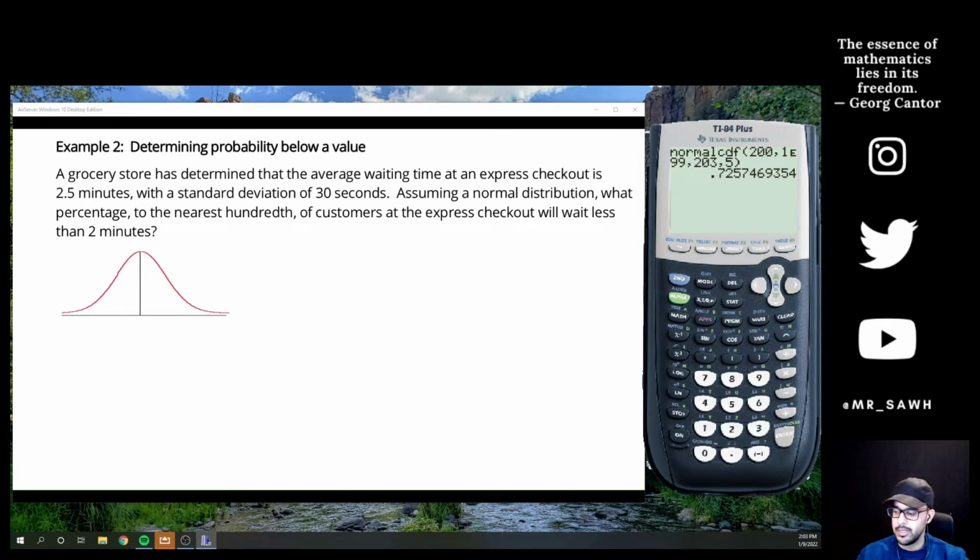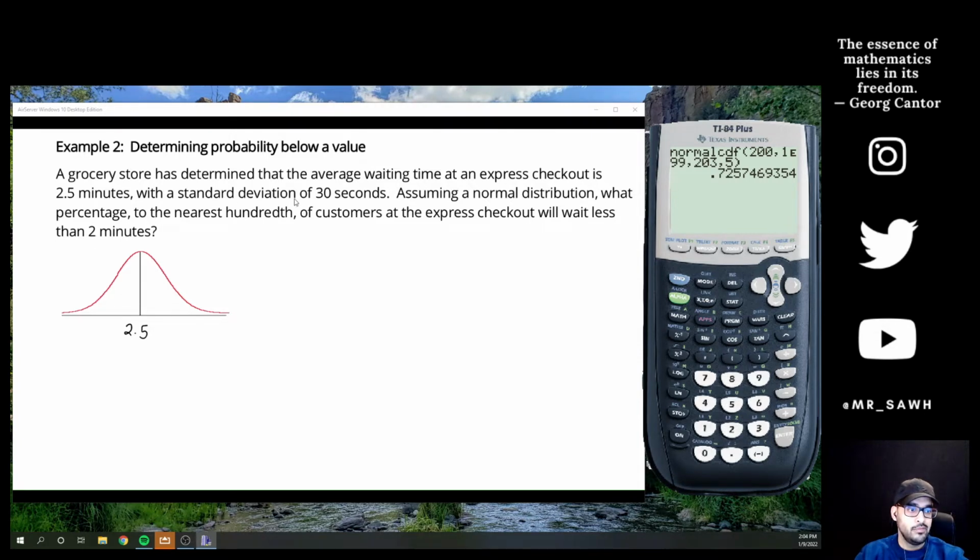So this store determined the average wait time at an express checkout is 2.5 minutes with a standard deviation of 30 seconds. Assuming a normal distribution, what percentage of customers, to the nearest hundredth, will wait less than 2 minutes? If the average is 2.5, that average value is the one that always is in the center.